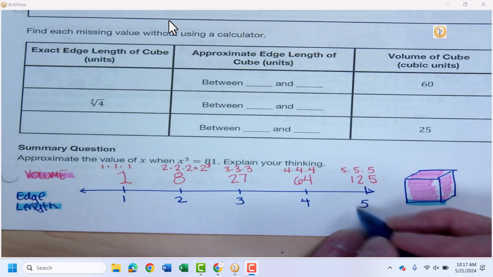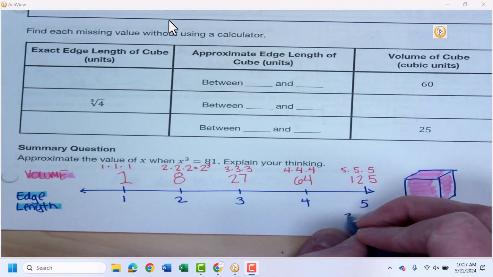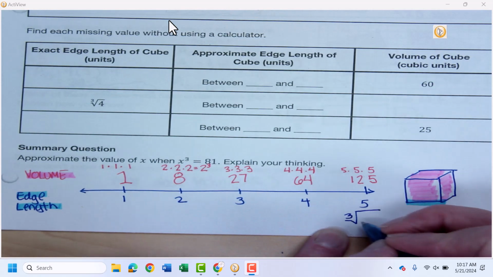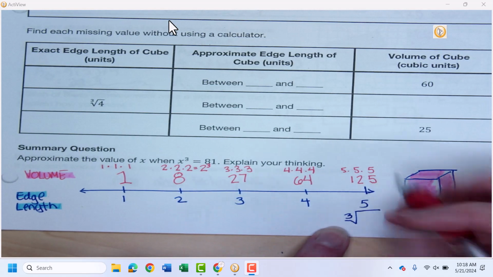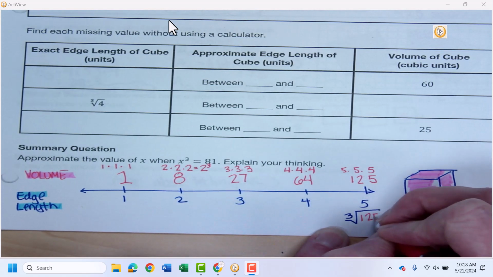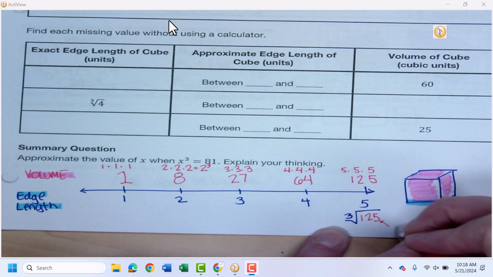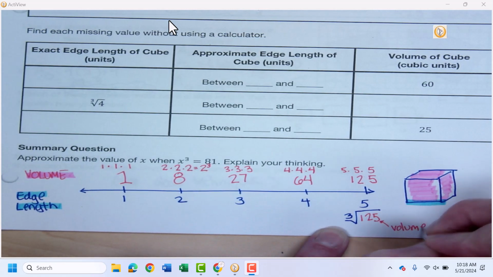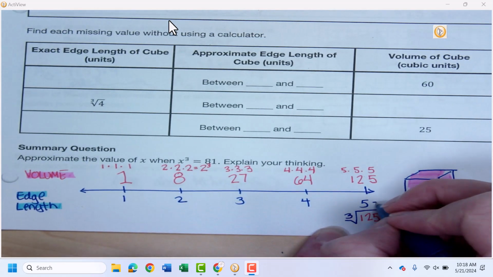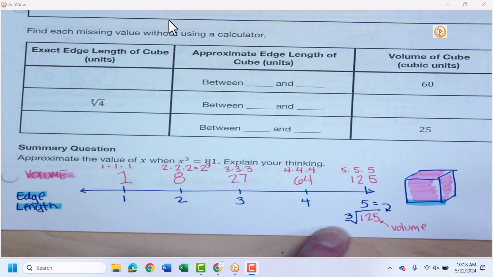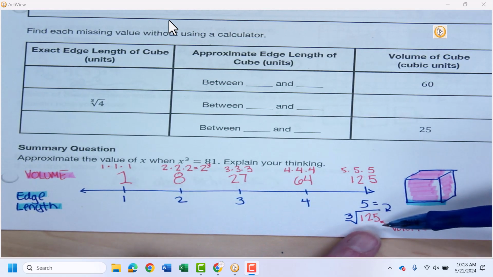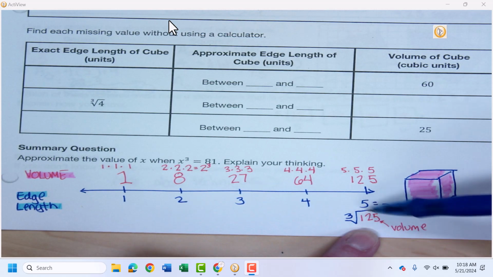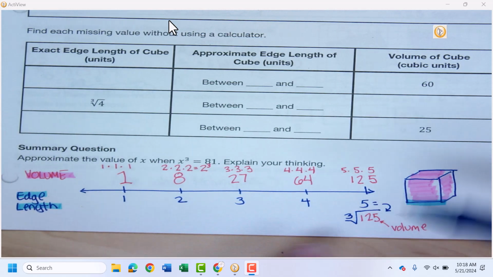Another way to say 5 is with this cube root notation. 5 is the same as the cube root of 125, where this is the volume of that cube. So the cube root of 125 is 5. That just means if I know the volume of a cube is 125, the length of one side would be 5. And I could do that for all of these.